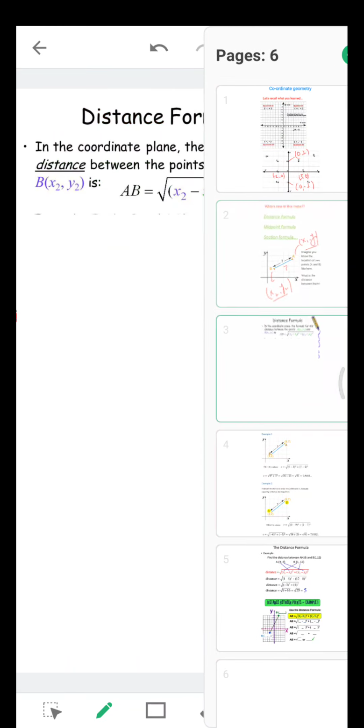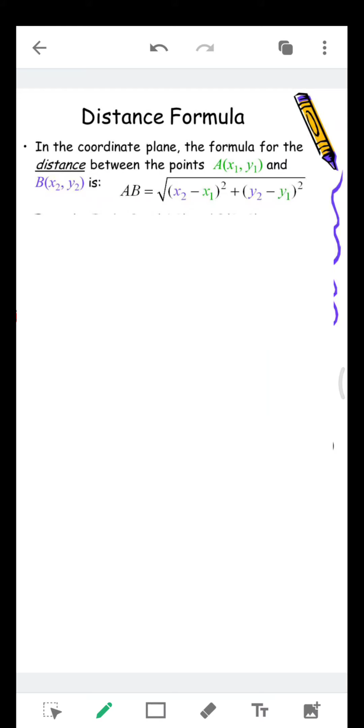So when you have 2 points x1, y1 and x2, y2, the distance between those 2 points can be found by using this formula. The formula is under root (x2 minus x1) whole square plus (y2 minus y1) whole square.